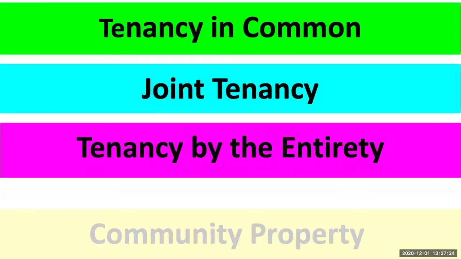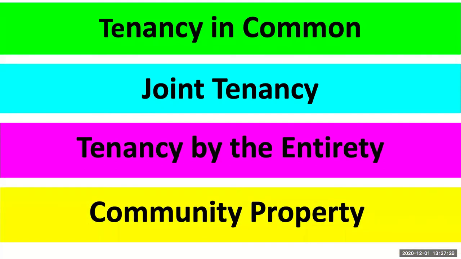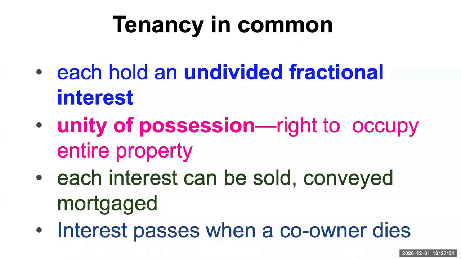And here are your co-ownerships. You have tenancy in common, joint tenancy, tenancy by the entirety, and community property, and they're easier than they look. Tenancy in common. All right, don't even read the screen. Let me explain to you. Tenancy in common means that I can have unlimited partners and we can have unidentical interests. I can own 25% of the building. She can own 30% of the building. She can own 50% of the building. It doesn't have to be equal. Our interest does not have to be equal.